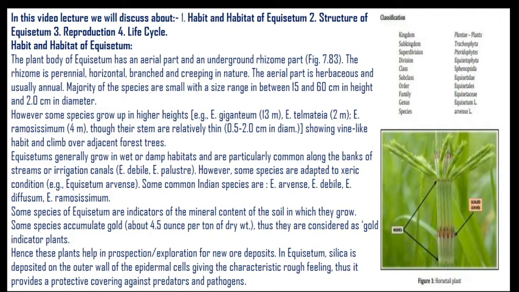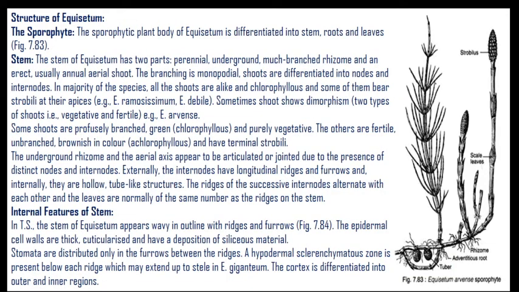In Equisetum, silica is deposited on the outer wall of the epidermal cells, giving the characteristic rough feeling. Thus, it provides a protective covering against predators and pathogens. So, this is the complete sporophytic plant body of Equisetum.